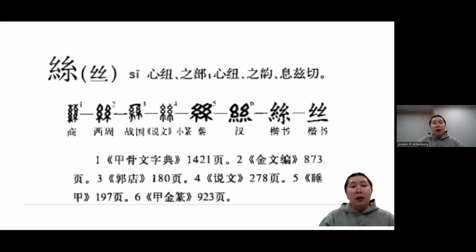Here's the evolution of the character 丝, where you can see the bundles of silk in the early forms, and then slowly become more simplified as it is today. As you can see here, back in ancient China, they used silkworms, and then they would wring these out and then dry them. And so these are those silk bundles right here.